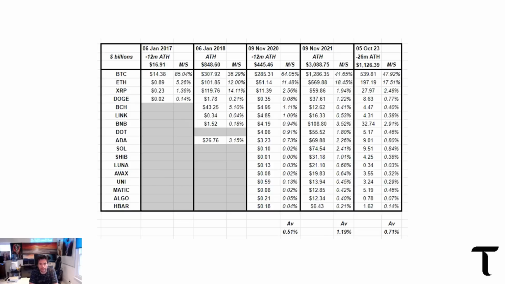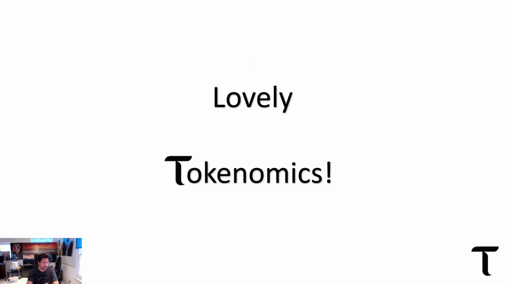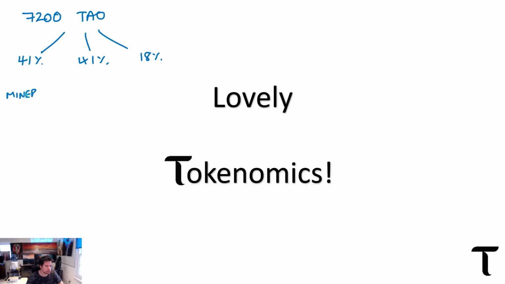So it has a very similar emission schedule to Bitcoin, but the way it works is, if I get my pen out, I can draw this. It'd be a little bit easier to explain. So at the moment, we have 7,200 TAO being emitted every single day. And instead of having miners that gobble it all up like in Bitcoin, it's done in a really good way. So 41%, I'll just write this out. Without confusing you too much, 41% goes to the miners, and miners in this sense are computers running the algorithms.